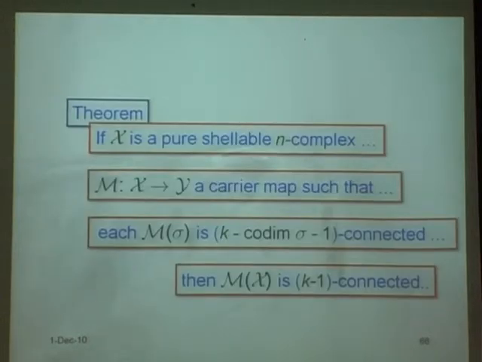And then the actual theorem is that the image of the entire complex is k minus 1 connected. This is a local statement because it talks about how the carrier map acts on each individual simplex. Locally, it sends each simplex to a connected subcomplex. How do they glue together? Well, we know that X is shellable. The fact that X is shellable and that the image of each individual simplex is connected means the image of the entire thing is connected. This is the argument that we're going to use to show that round operators preserve connectivity. This is a little bit of a technical lemma. In a minute, we'll come up with a theorem that's more general.